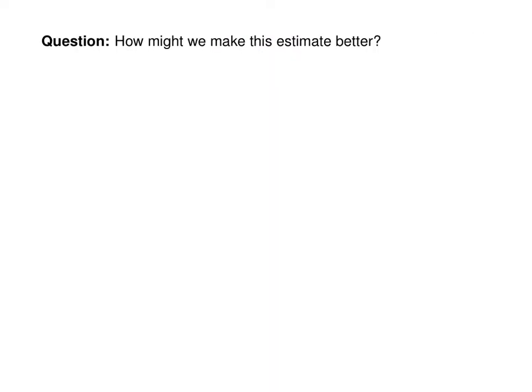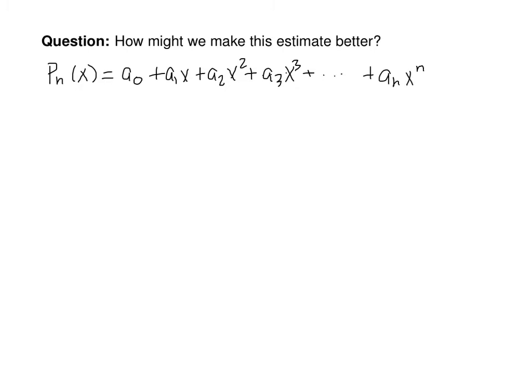Now, how might we make this estimate better? Because obviously that line is straight and the sine function is kind of curvy. So what we're going to do is look for an nth degree polynomial, p sub n of x, equal to some a0 plus some a1x plus a2x squared plus a3x cubed up to some a(n)x to the nth power.